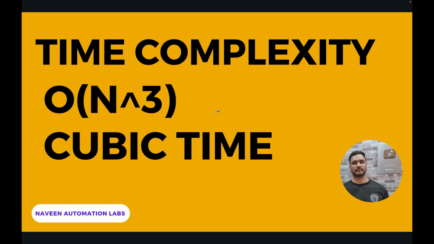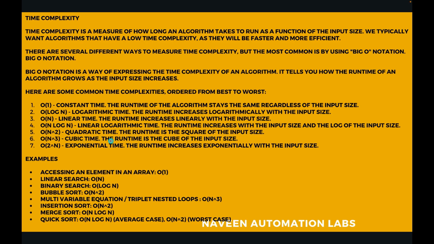So in this video, we are going to talk about what is O(n cube), meaning cubic time complexity. Cubic means the cube of the input size. If the input size is equal to n, then the time complexity will be O(n cube). For example, a multivariable equation, it's a very famous interview question that we will take as an example as well.